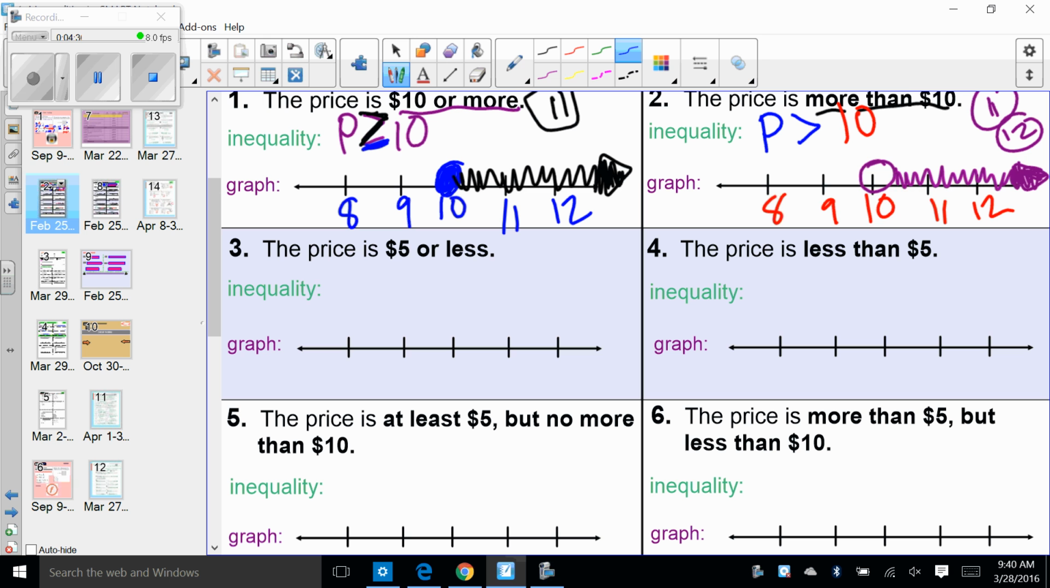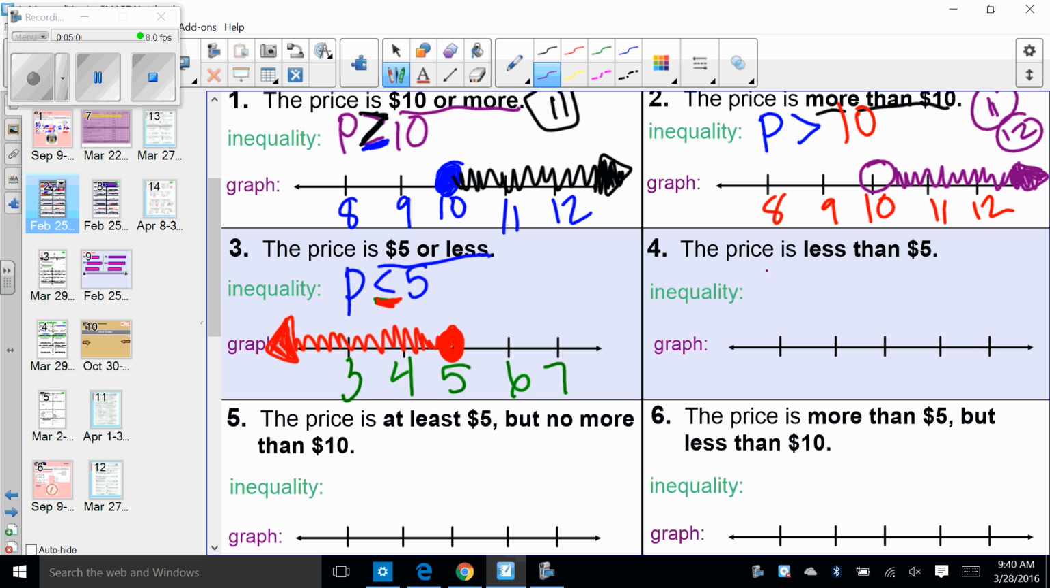In example 3, it says the price is 5 or less. So the price is less than 5, or the price can be equal to 5 or less. We're going to put that 5 in the middle, 2 less, 2 more. We include and use lots of ink on that 5 because it could be equal to 5. Any values less than 5 would be 4, 3, 2, and so on, all the way to infinity. So price is 5 or less.